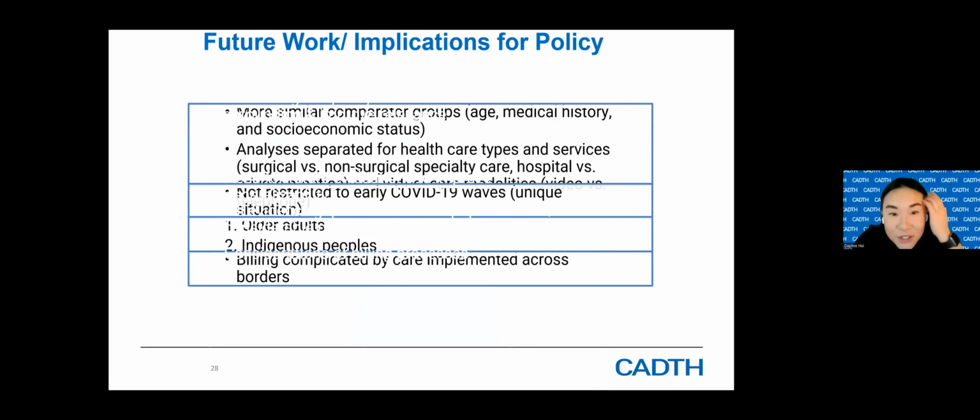Okay, so yes, this one I'll make sure to really read out the text. So this slide here basically just provides a few considerations for future work and policy based on the limitations identified from the evidence that informed the scan. So firstly, there was a need for higher quality virtual care evaluations that have reduced confounding and are greater in relevance. So specifically, there's a need for more similar comparison groups and characteristics such as age and medical history and socioeconomic status, as these are considerable confounders.